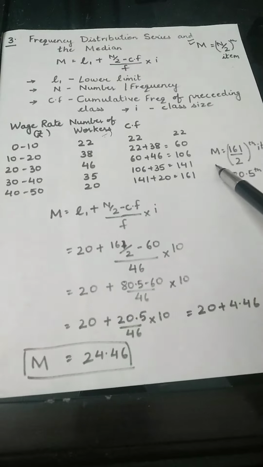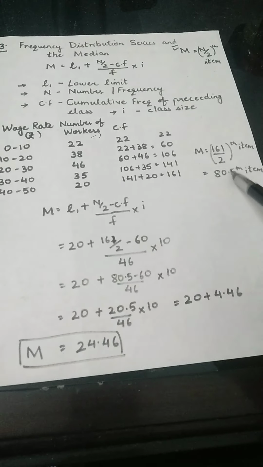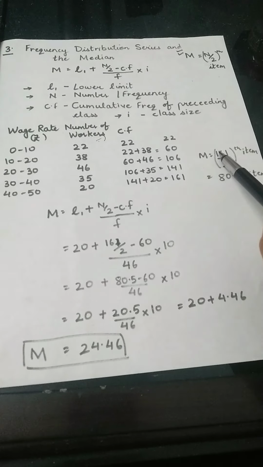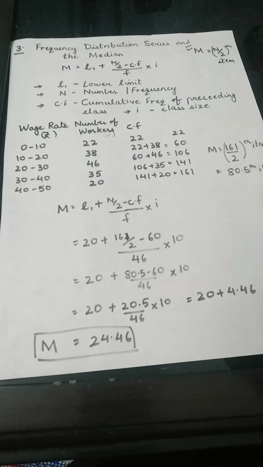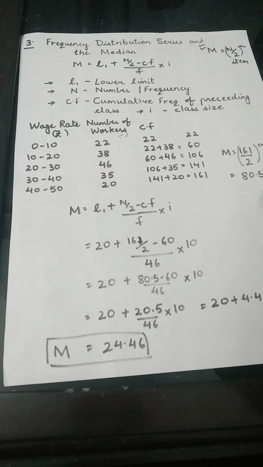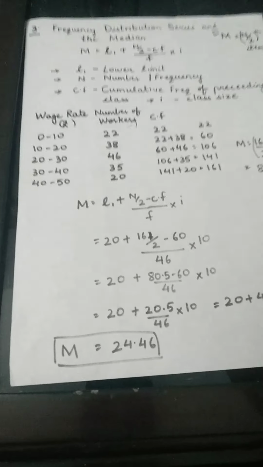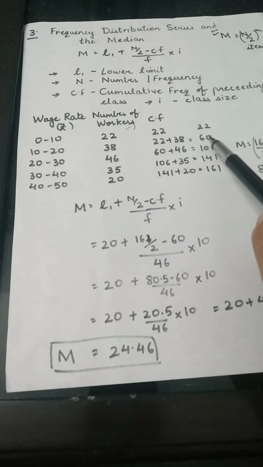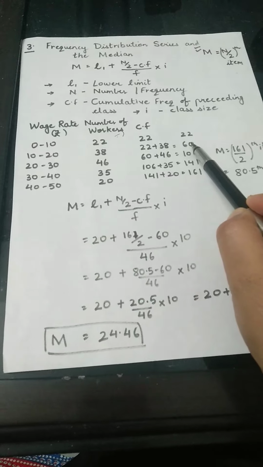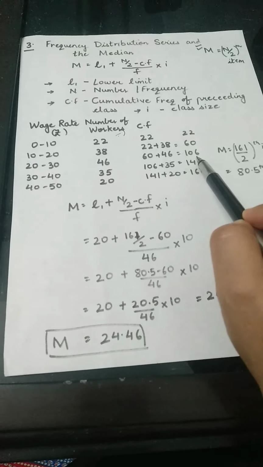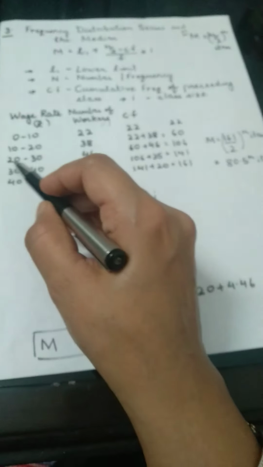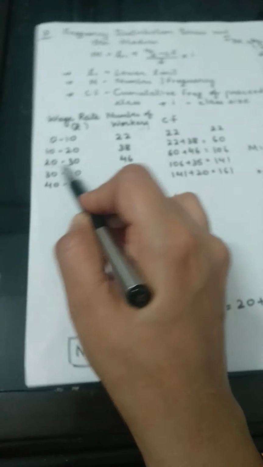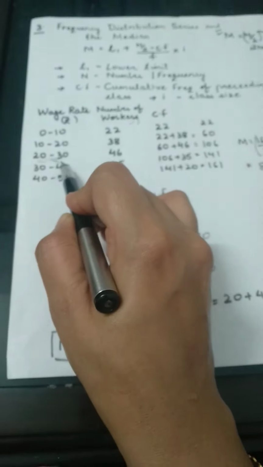We will use this formula first. Median is equal to n by 2. N over here comes out to 161. 161 by 2 is 80.5 item. Again, we will locate the interval in which it will lie. So 60 is less than 80.5, but the next term 106 is more than 80.5. So this comes out to be the main range in which we will find the median.